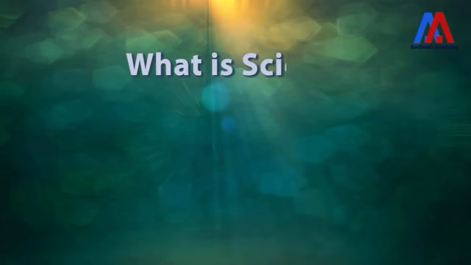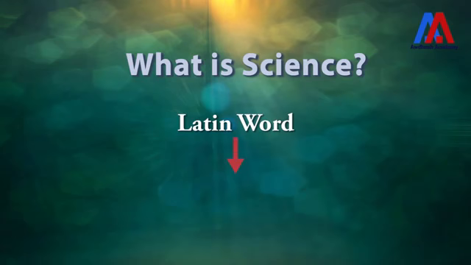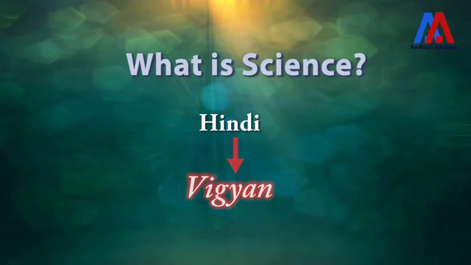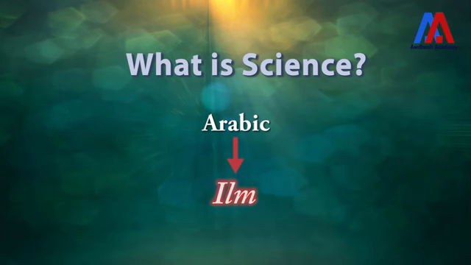So first let us know what is science. Science is made from a Latin word, scientia, which means basically to know. That means to acquire the knowledge, to know about something, that is what is science. And in Hindi or Sanskrit we call it Vigyan. And in Arabic also it's called ilm. Ilm is also said to be knowledge.